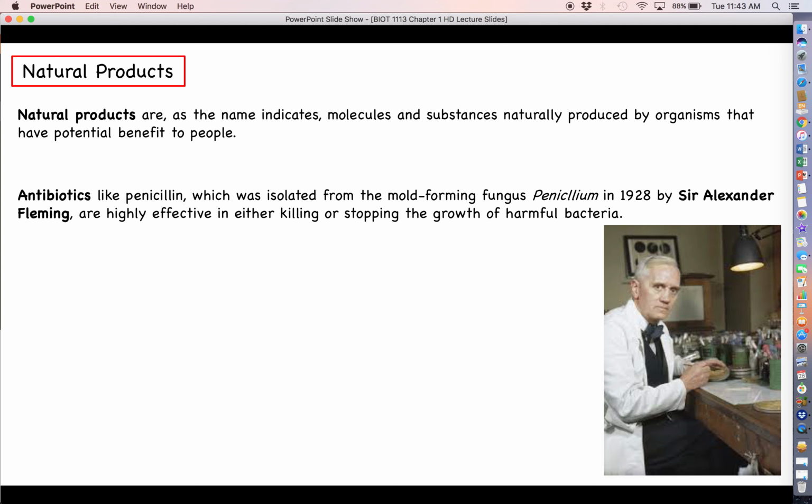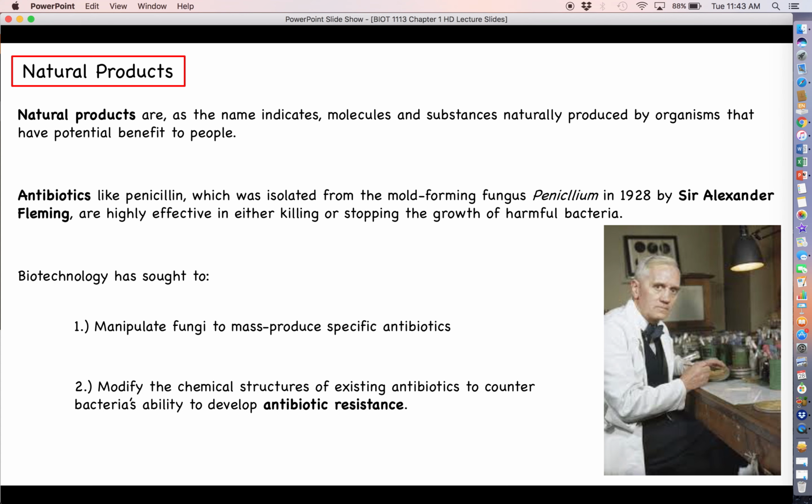Antibiotics like penicillin are obviously very highly effective at killing and stopping the growth of several different types of harmful bacteria. And the idea here is that once we identified this, what biotechnology was trying to do is twofold. Number one, we try to figure out a way to get these fungi to make a lot of these antibiotics, so not just the quantity that they make naturally, but we want to manipulate and trick them into making lots of these antibiotics. And then the next part gets into the bioengineering thing that we will talk about on the next slide.